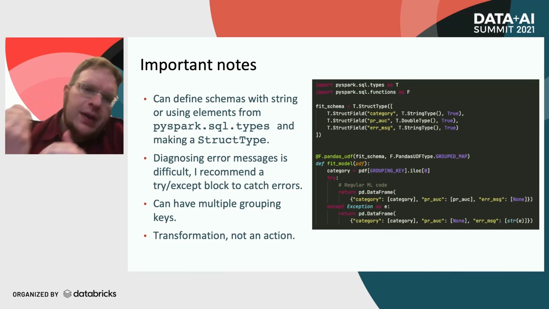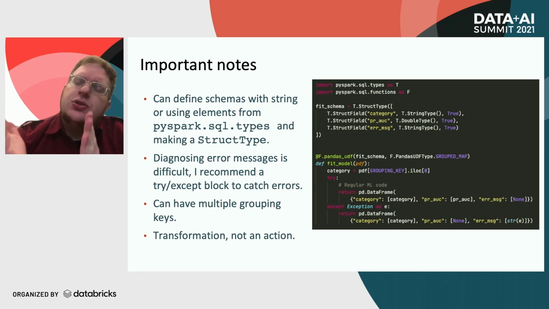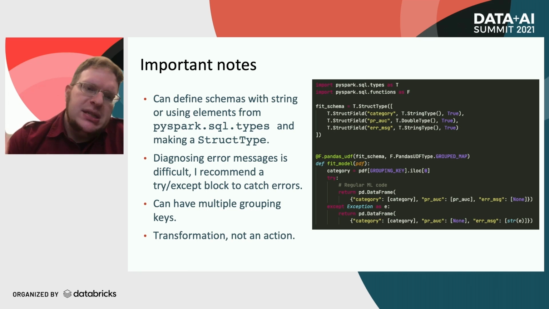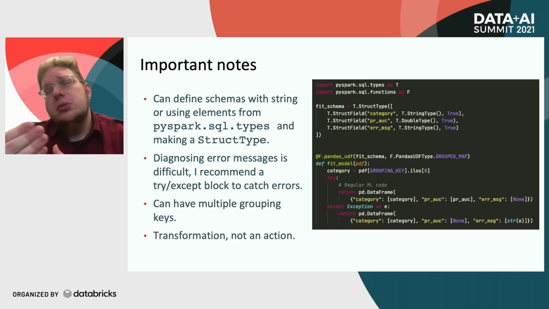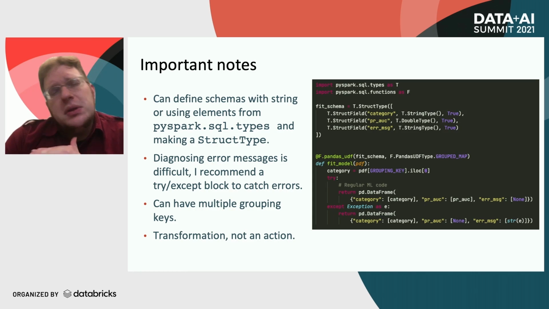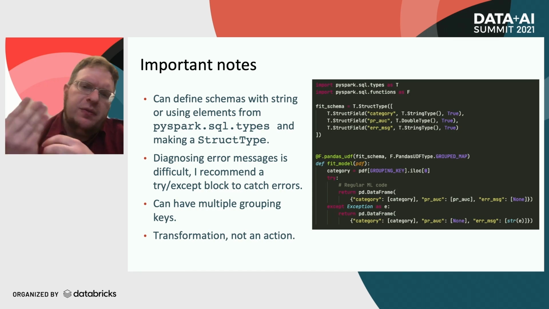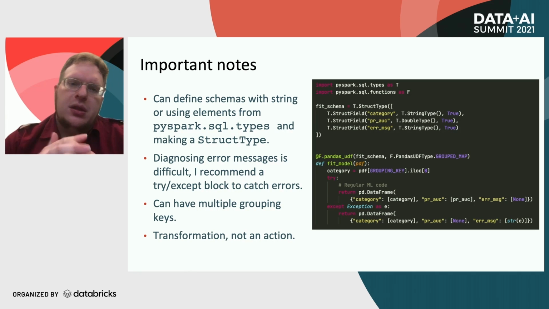Some important refinements we can make to this technique. One thing, instead of giving a string description of the schema, you can use the PySpark SQL types module to define your schema from there. The one real advantage you get from doing this is you can be more strict about what data is nullable or not. This is the features that are labeled true up in the fit schema.